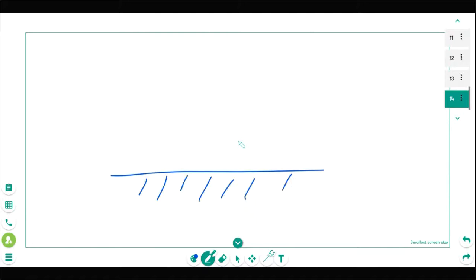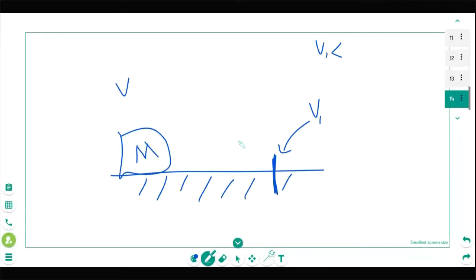Rough surface, box, mass M, starts off with velocity V0, and then at some position here, let's say its velocity is now V1. It has less velocity than before, so V1 is smaller than V0. This distance was covered by some variable, let's call it x, and we're asking just what was the work done by friction.